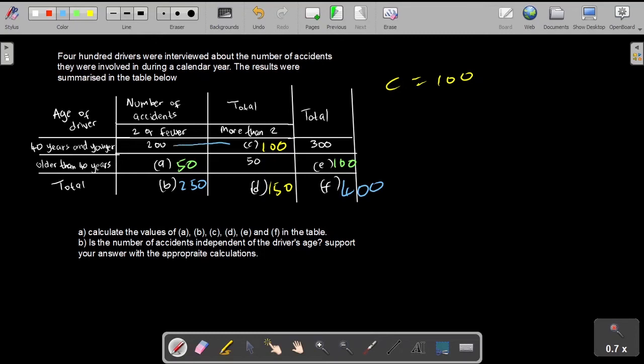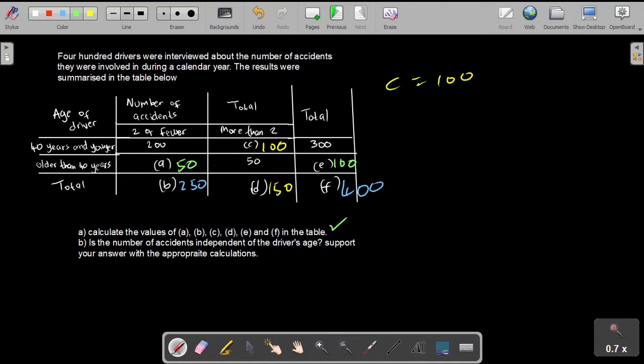If you add 200 and 100, you should get that 300 over there. If you add 50 and 50, you should get the 100 over there. If you add 250 and 150, you should get that 400 over there. And if you add the 300 and the 100, you should get your 400 down there. So that is how you check if your values are correct. If everything adds up, then you know that you did the right thing. So that is the first question. We are asked to fill in the missing values, and we did that.